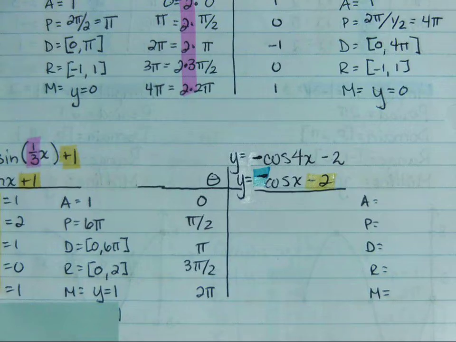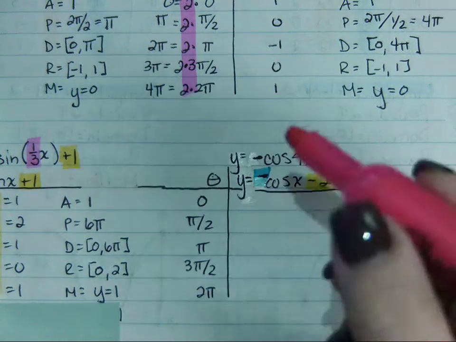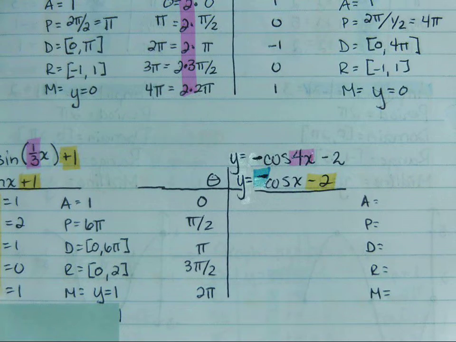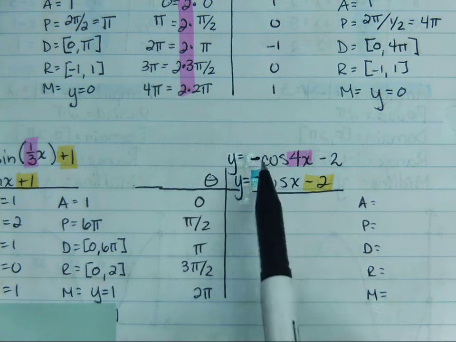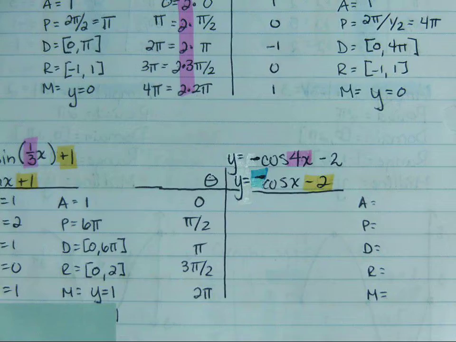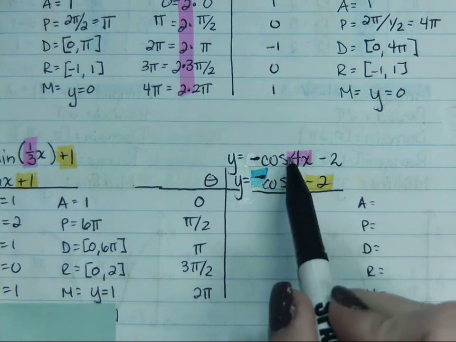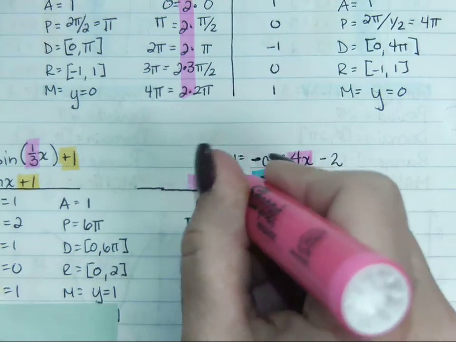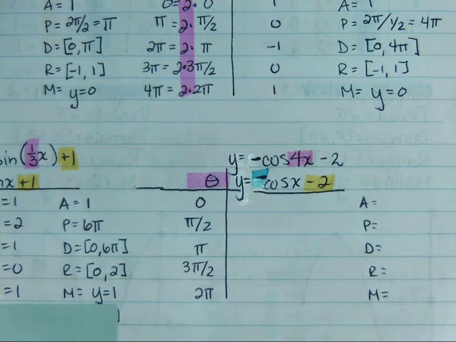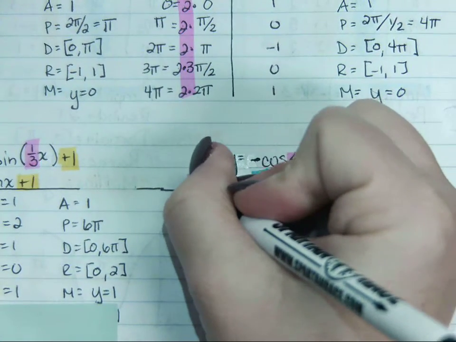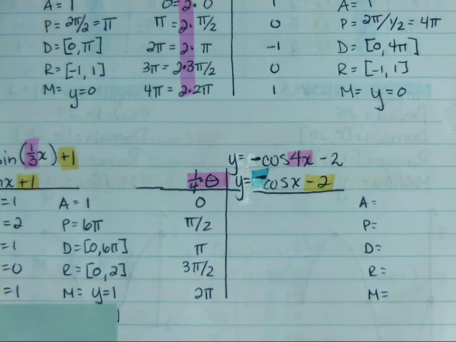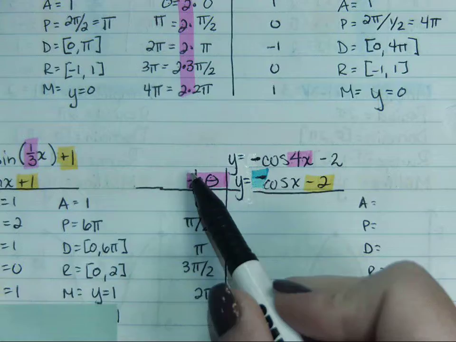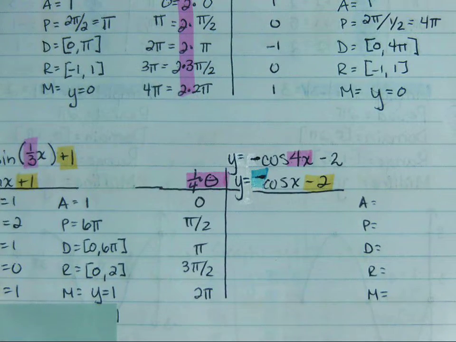The other thing that I have to look at is this 4x, because that's going to be my period change. So all these little pieces. So again, for the period change, that means that I'm going to have to take all of my input values and multiply them all by 1/4. Because again, if I were to set 4x equal to 0, I would divide everything by 4, which is the same thing as multiplying by a reciprocal.